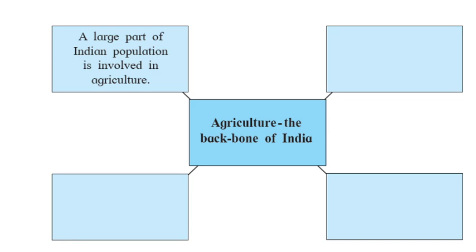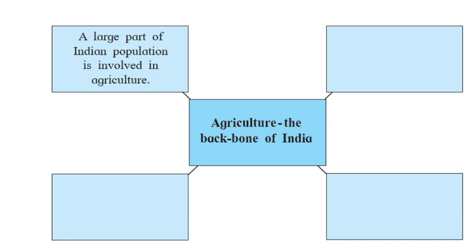One more thing is that a large part of the Indian population is already involved in agriculture. Sometimes development is done because of that agriculture, because agriculture makes a person self-sufficient. Then sometimes it provides employment.